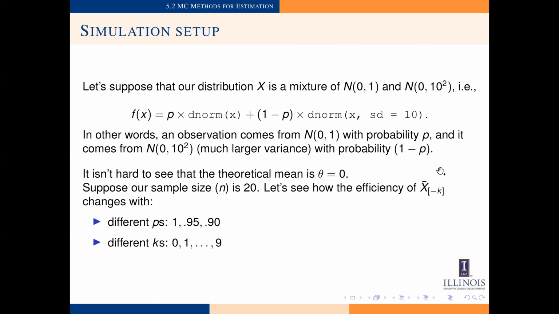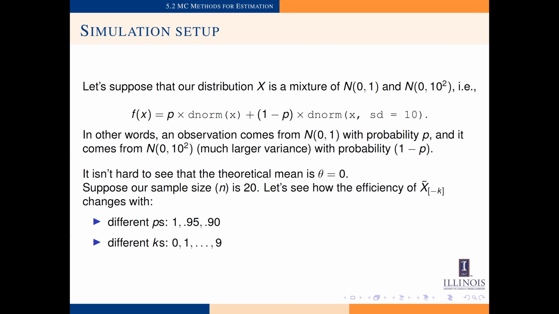You can see that here, P, the probability that something comes from normal 0, 1, will determine how much contamination we should expect in our data set. If P is equal to 1, all of the samples will come from normal 0, 1. However, if P is not 1, say 0.9, that means that 10% of the observations will come from normal 0, 10 squared, and that will bring us a lot of extreme values.